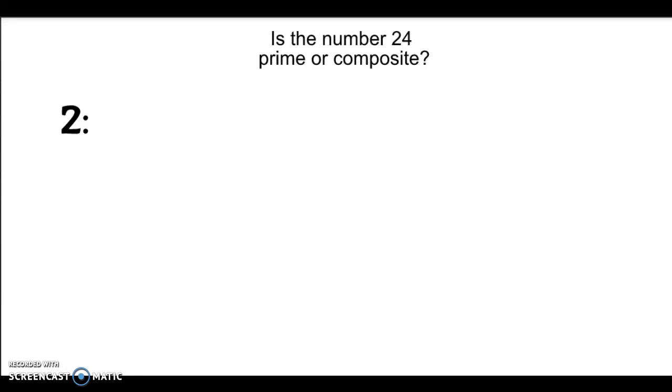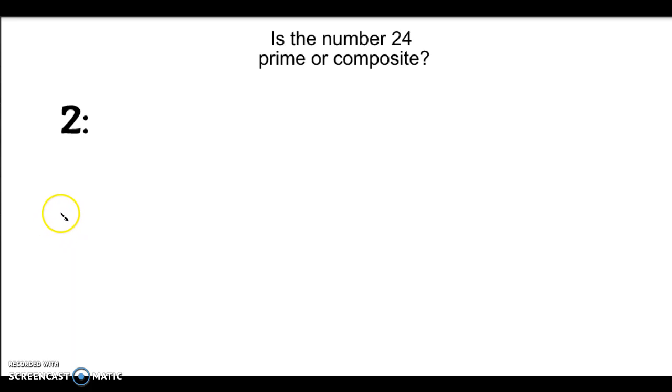Hey there, writers. Last time we were together, we talked about the array strategy for proving whether numbers were prime or composite. Today we're going to talk about the skip counting strategy. So before we get started, let's just make sure we all understand what skip counting is. Hopefully you remember what prime and composite is from class or from our last video.